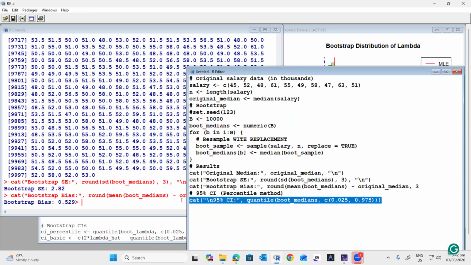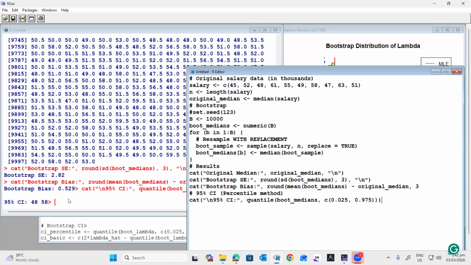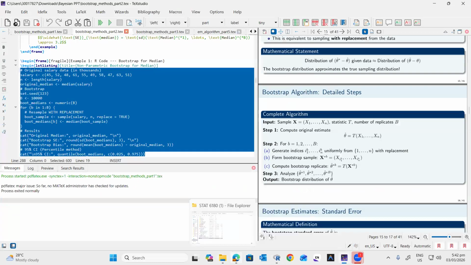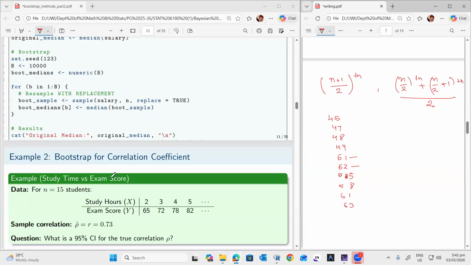Okay, and now the confidence interval, that is the quantile of boot medians, the same function we are going to use, that we discussed earlier. That is 48 to 58. That is the confidence interval of the median. We do not have any formula in closed form in the theory for the confidence interval and standard error of the median, but we can find it through the bootstrap method. Okay, so that was the bootstrap.